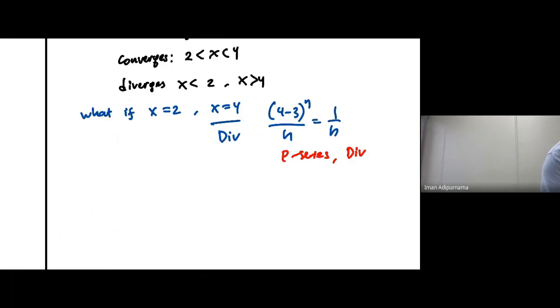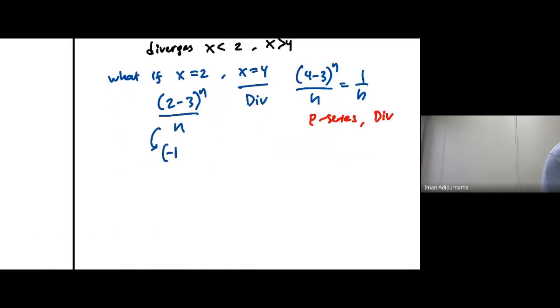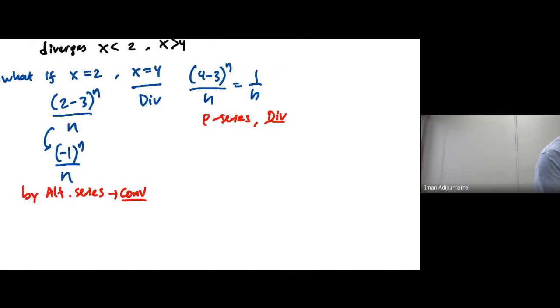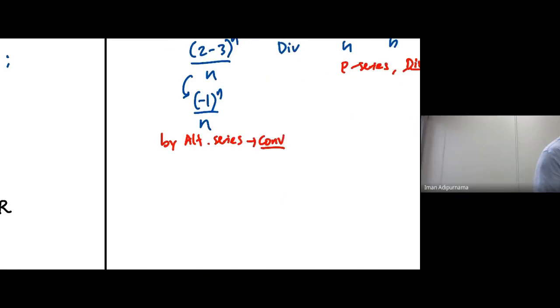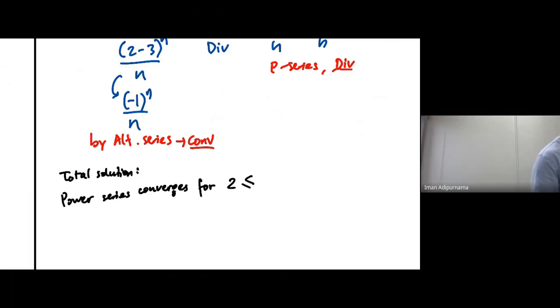If x equals 2, then it will be (2 minus 3) to the power of n divided by n. This is an alternating series. By the alternating series test, this converges. If you remember, it's conditional convergence. So x equals 4 diverges and x equals 2 converges. So the total solution: the power series converges for 2 less than or equal to x less than 4.